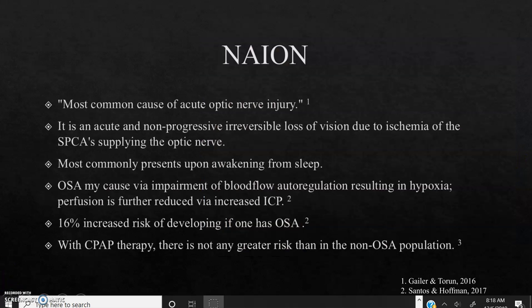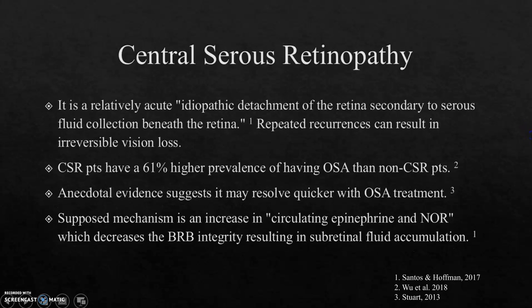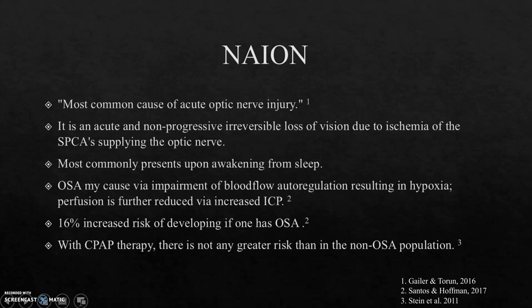Of the things that can occur with obstructive sleep apnea, non-arteritic ischemic optic neuropathy is potentially the most devastating as it can cause permanent vision loss. It is acute and non-progressive and results from occlusion of the short posterior ciliary arteries which surround the optic nerve, thus leading to ischemia of the optic nerve.